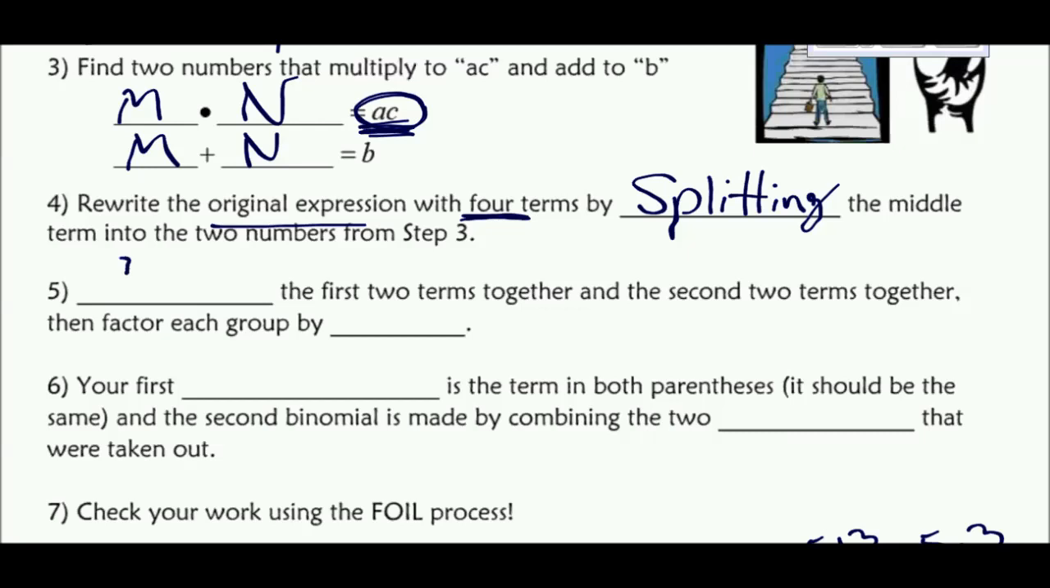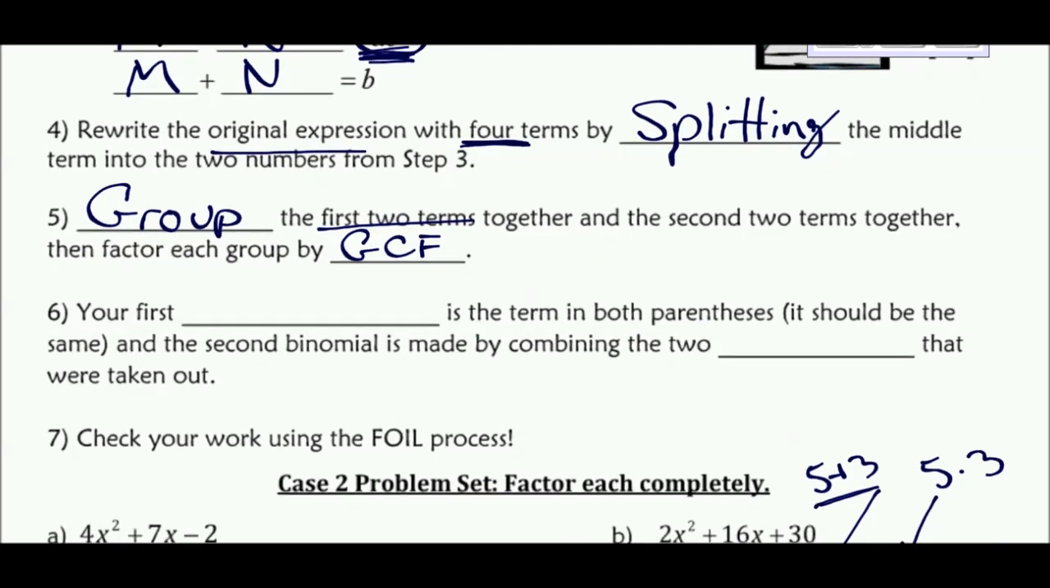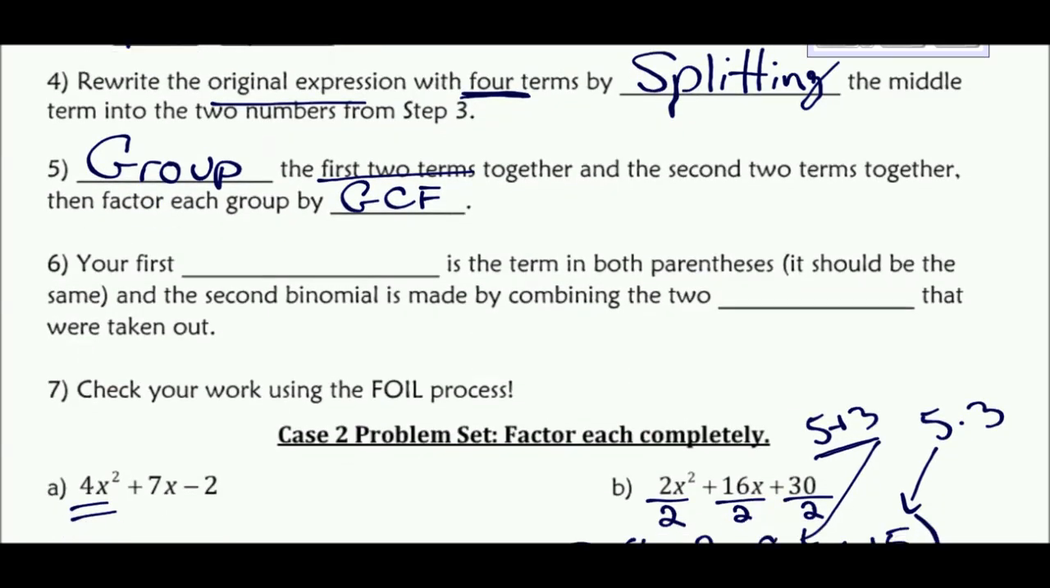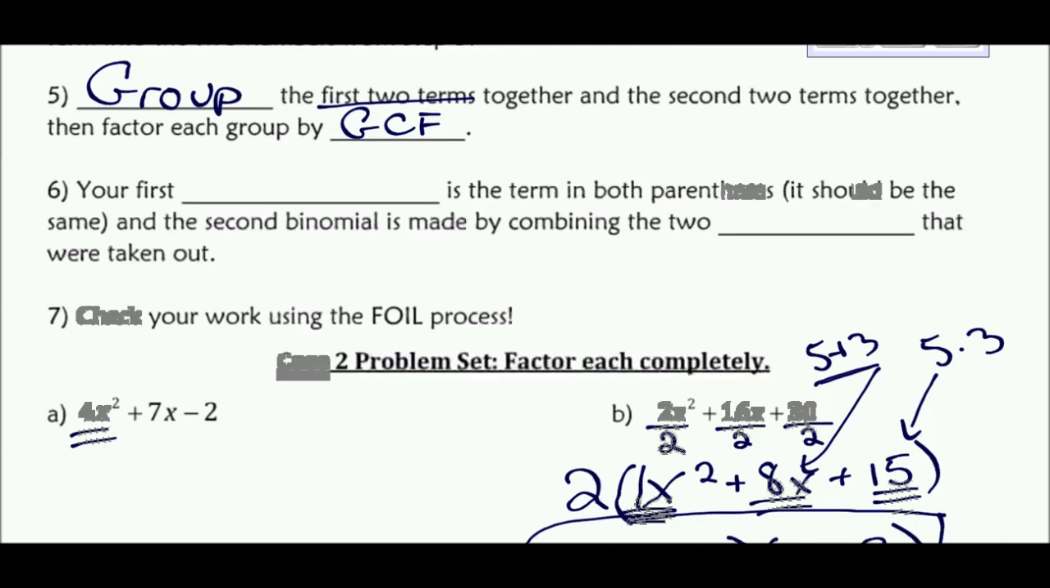That's where this comes in. We're going to group the first 2 terms, and we're going to group the second 2 terms, and then we're going to factor each by using the GCF. These are really going to be steps that you go back to if you get lost somewhere in this. For right now, I know that this is not going to make a whole lot of sense, but when we come back to it, hopefully it'll guide you through problems that you get stuck in.